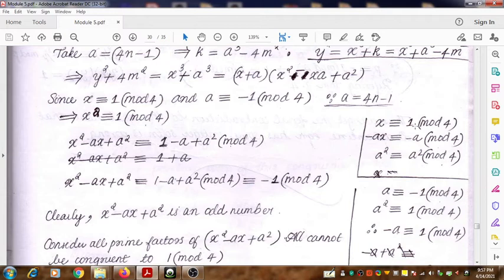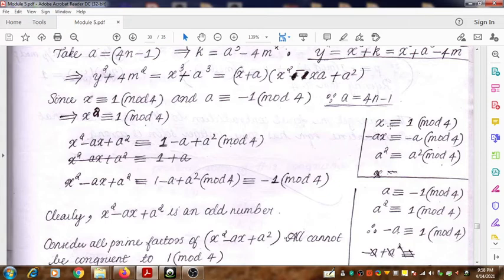We have x is congruent to 1 mod 4 and a is congruent to minus 1 mod 4, and by multiplying these congruence equations we obtain that minus ax is congruent to minus a. Okay, this is obtained by multiplying both sides by minus a. Okay, that's a wrong step here.